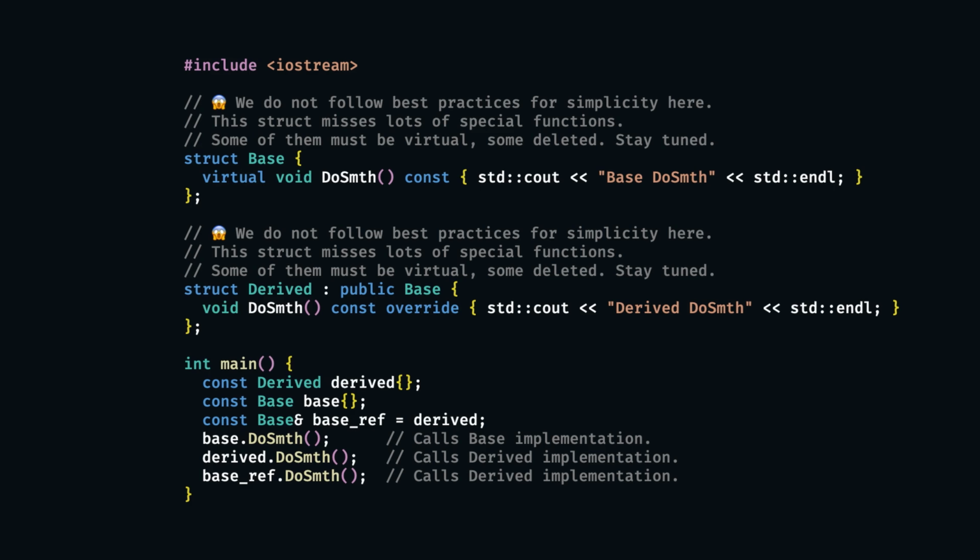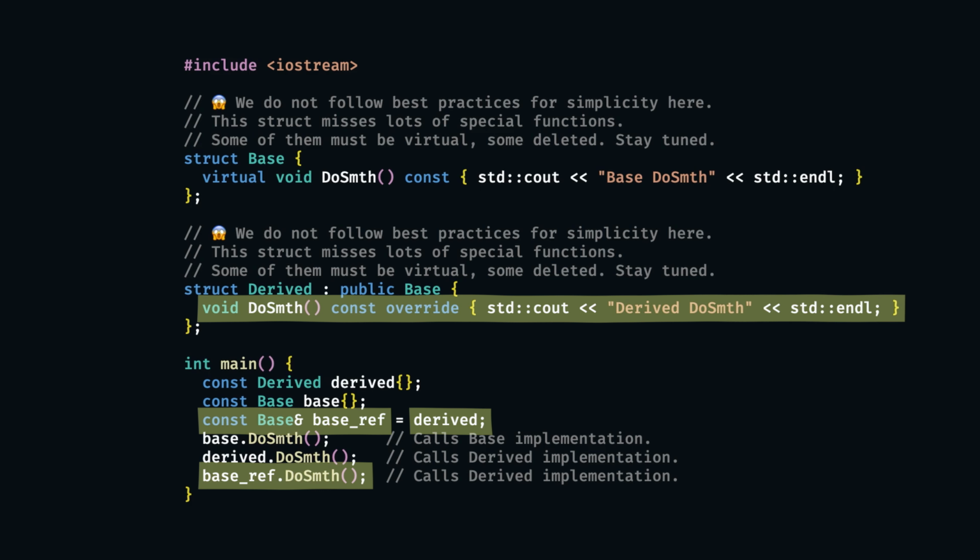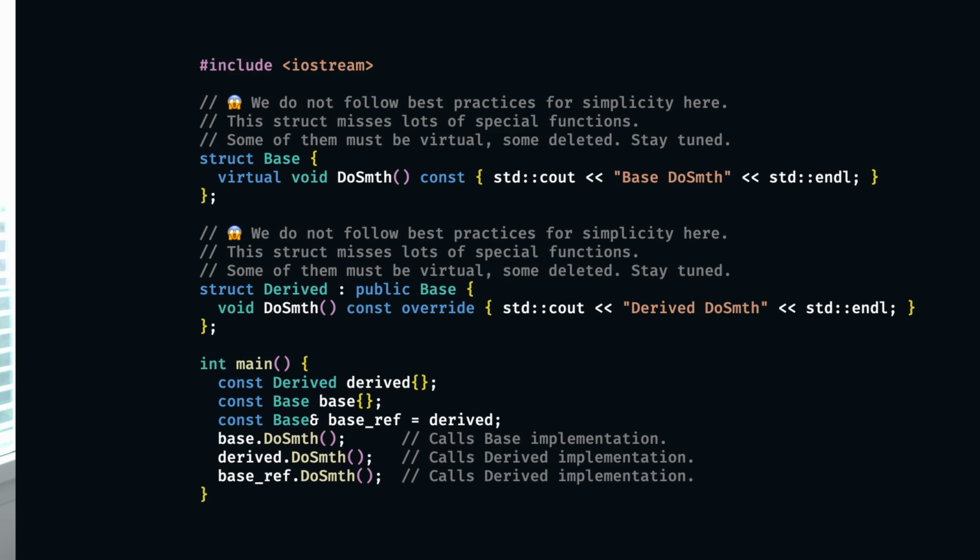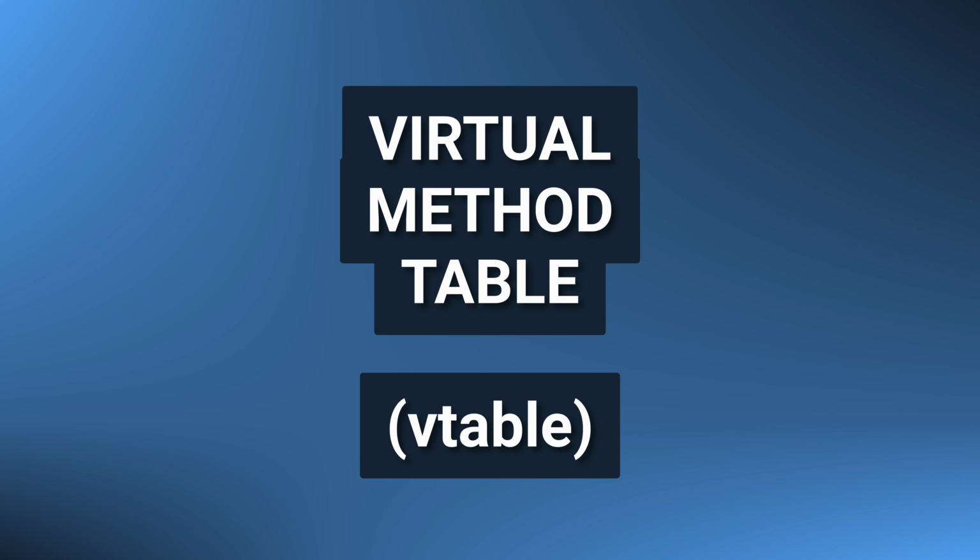This works like magic. Now the base reference remembers that it was created from a derived object, and when we call the doSomething function, it calls the derived one. This is the core principle that enables dynamic polymorphism and object-oriented programming in C++. Now that we know that it works, let us dig a bit into how it is implemented under the hood. How does a reference remember that it was created from a derived object? And the answer is that it knows this by looking up the correct function to call in a virtual method table, or a vtable. The vtable is not magic. It is just a table of pointers to functions that can be queried by a function name.